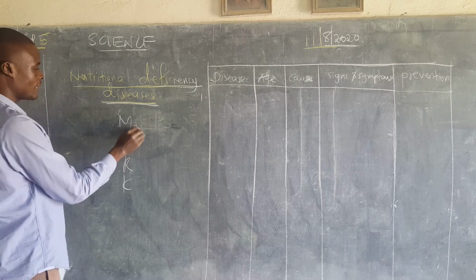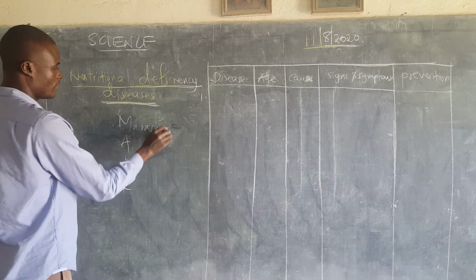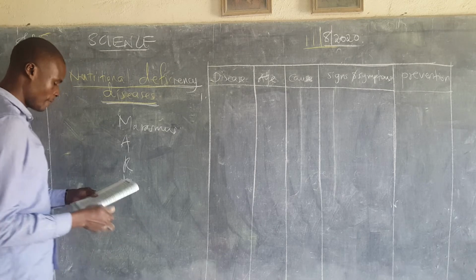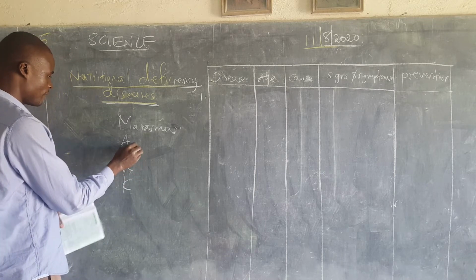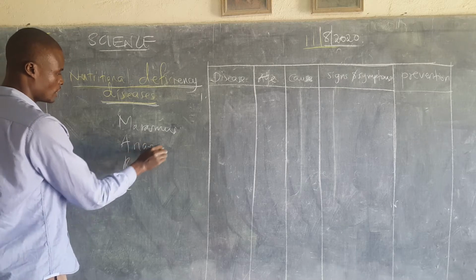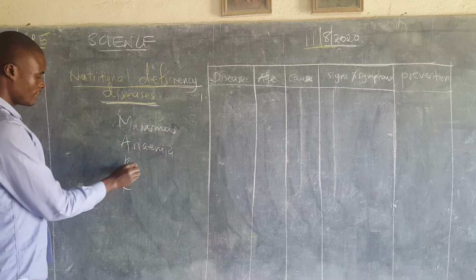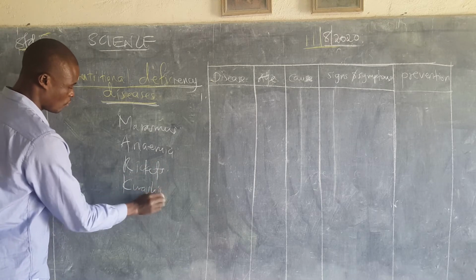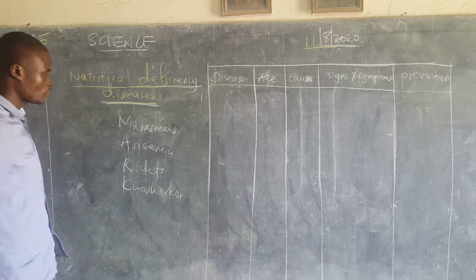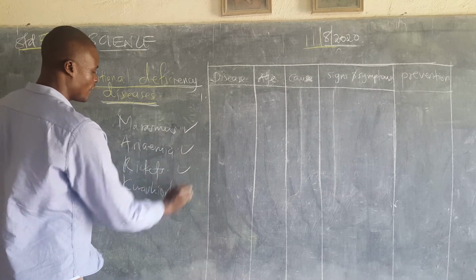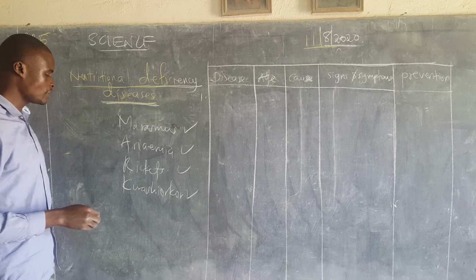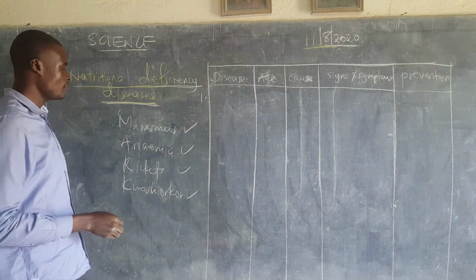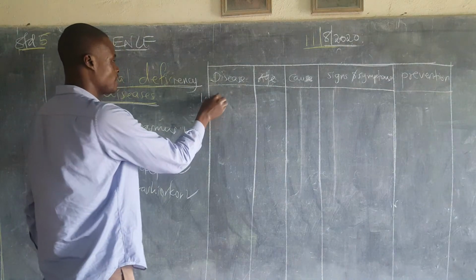So M will stand for marasmus. Marasmus is our first deficiency disease that we are going to learn. Then number two, we have anemia. Anemia is our second one. Then we have rickets. And finally we have kwashiorkor. So in this stage of learning, class 5, we look at only these four deficiencies. Don't think of any other at this level. So let's begin with kwashiorkor.